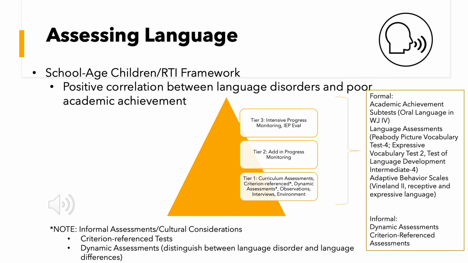Tier 2 or 3 interventions may include small group or individual sessions with the school's speech and language pathologist and ongoing progress monitoring. Because of the disproportionate number of English language learners identified with language disorders, the American Speech-Language-Hearing Association recommends that part of the assessment process include those criterion referenced tests and dynamic assessments mentioned earlier. Dynamic assessments can provide valuable information as their pre-test, test, post-test format distinguishes between language disorder and language difference for appropriate planning of interventions.